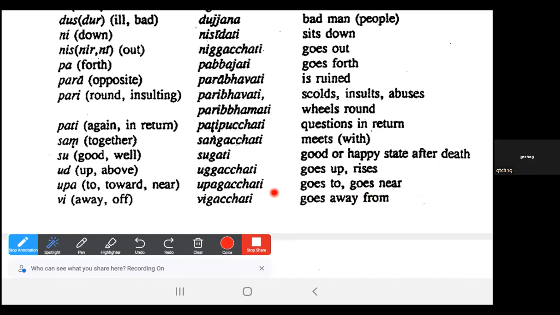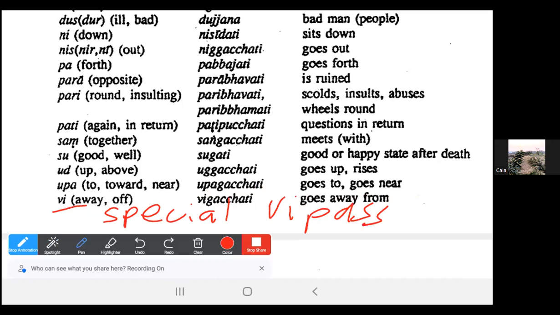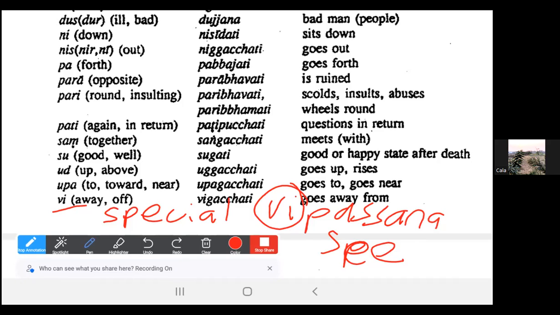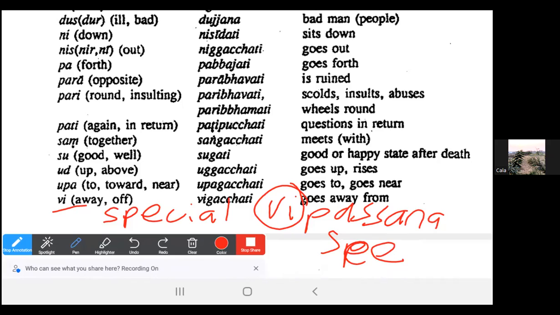All right. Gacchati goes away. All right. But another meaning of vi means special. For example, vipassana. Okay. So you have the word vipassana. Here the meaning of vi is away from the normal. For example, passana is see. You have the meaning of see. So if you see something special, it means it's not the normal thing. So there's vipassana. You see in a profound way.